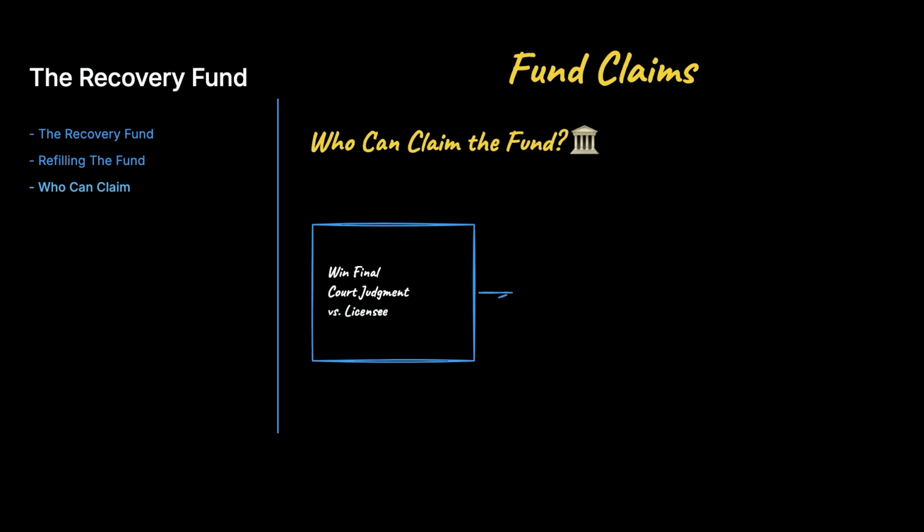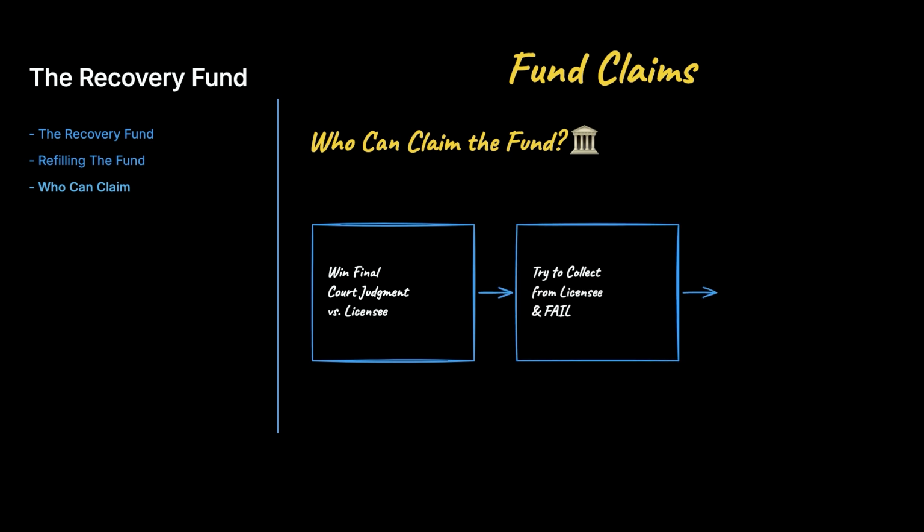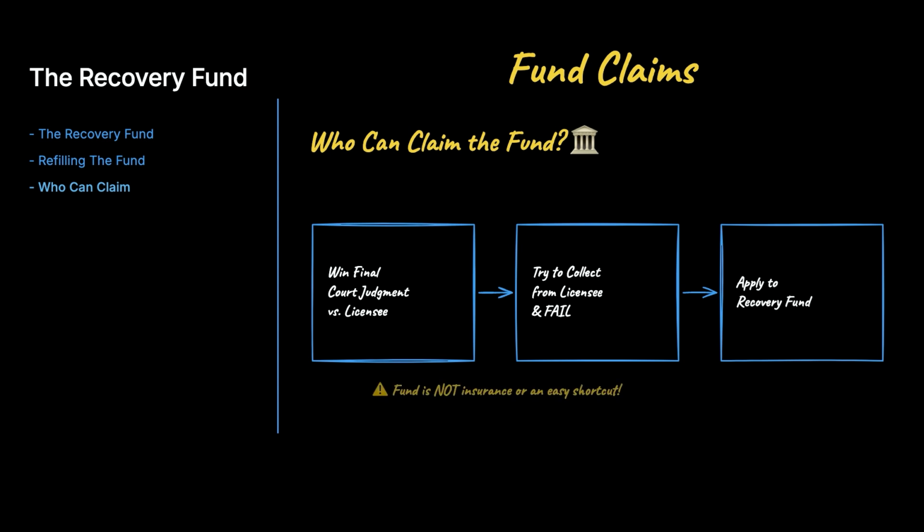Here's the crucial requirement. A person must first win a final court judgment against the licensee based on conduct that violated the license law, like fraud or conversion. Then they must try to collect and fail. Only then may they apply. The fund is not insurance or an easy shortcut.